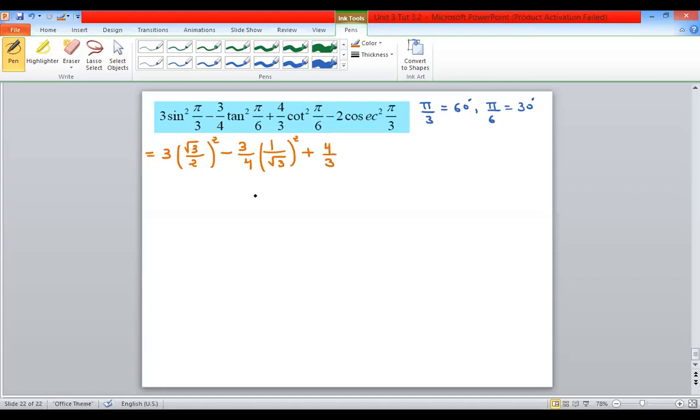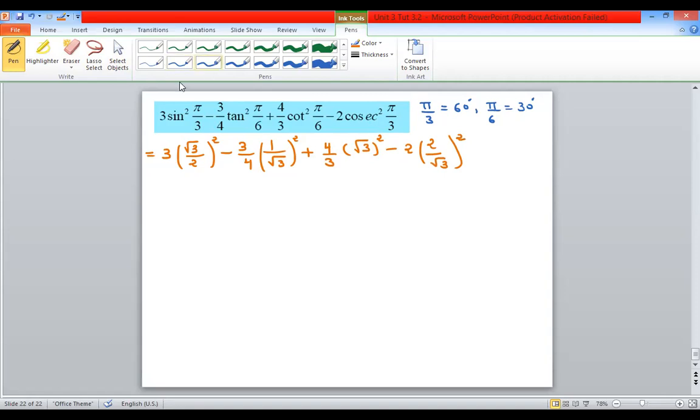Put pi by 6, cot 30. Cot 30 means cos 30 by sin 30, and this is the root 3 whole square. Minus cosec pi by 3 means cosec 60. Sin 60 is root 3 by 2. Cosec 60 is 2 upon under root 3 whole square. Just the reciprocal of the sine.